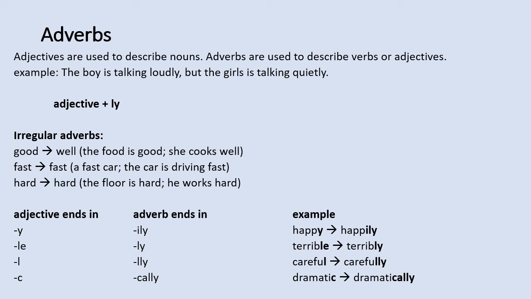When the adjective ends in l with a silent e, the adverb will end in ly. For example, terrible, terribly. When the adjective ends in l with nothing behind it, we need a double L, as in careful, carefully. And if the adjective ends in k, the adverb needs to end in cally, like dramatic, dramatically.